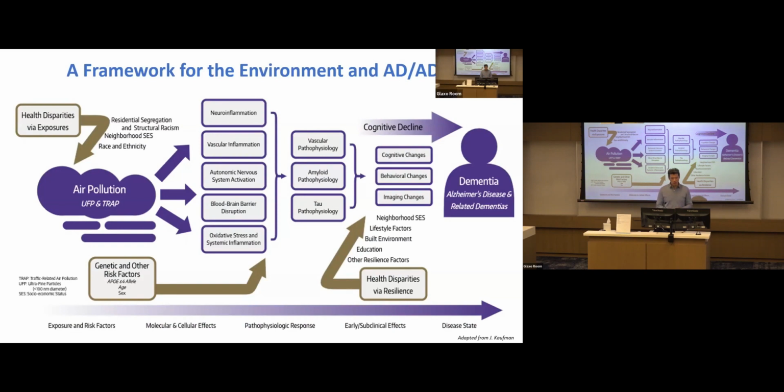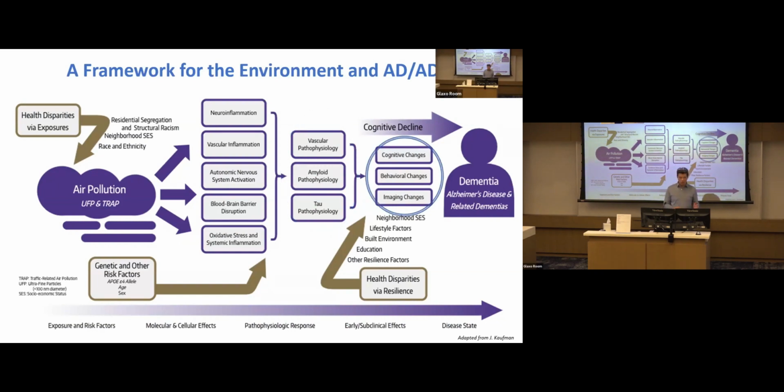It involves a lot of disparate and complex data sets, and I think this is a good figure to think about air pollution, and especially ultrafine particles and traffic-related air pollutants as risk factors for AD/ADRD. This figure illustrates how the exposures and risk factors on the left contribute via an initial molecular and cellular effects in the target tissue, through pathophysiological responses to earlier but detectable subclinical effects, and then ultimately to the disease state of interest.